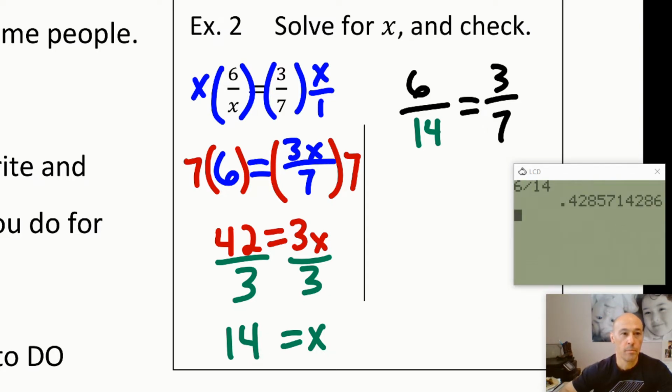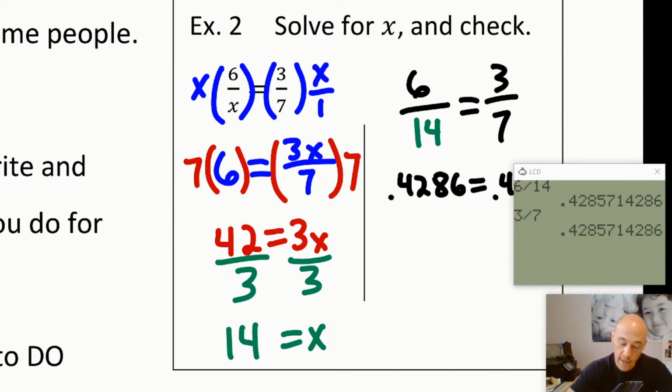And that is about 0.42857. So let's just say 0.4286, and that's an estimate. And now we can also do 3 divided by 7. And it's important that we see that those two are exactly the same, 0.4286. Those two numbers are exactly the same, and that's really important.